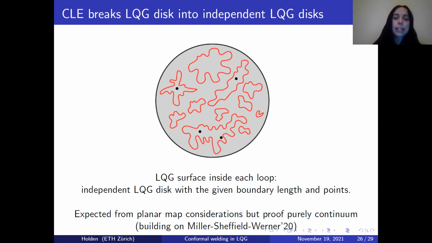So the result stated on this slide is not at all surprising from the point of view of planar maps, because exactly the analogous property holds in the setting of planar maps. But in the continuum, the result is very non-trivial, and the proof is also carried out purely in the continuum using very different techniques from the discrete setting.